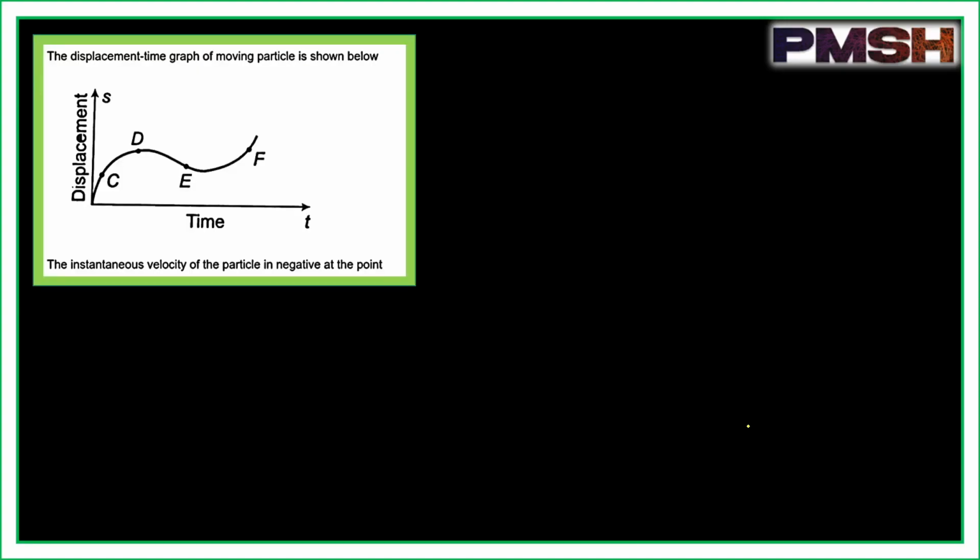Now we will come to the last and final question. The displacement-time graph of a moving particle is shown in the figure. Now let's see what the question is. The instantaneous velocity of the particle is negative at that point. So we want to find the point.